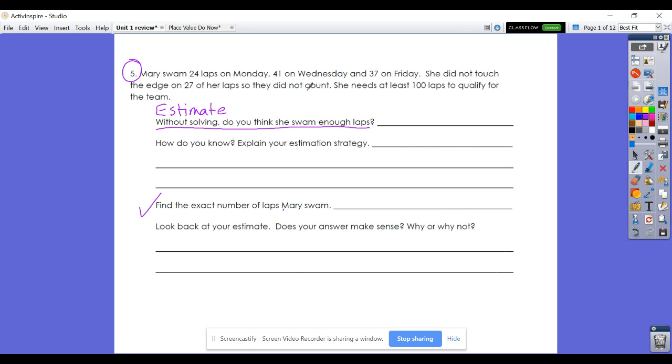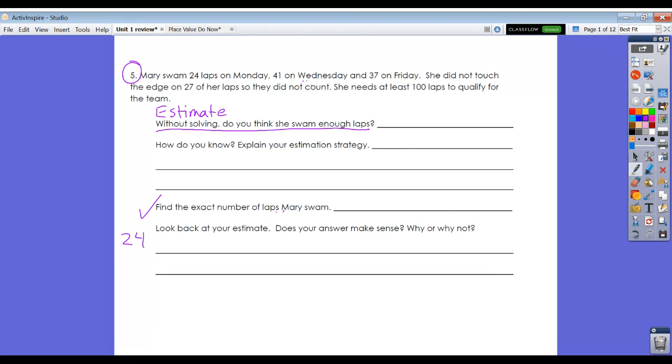So we've read the problem. We need a plan to figure out how many laps Mary swam. Looking back at the word problem, what would your plan be? What are we going to need to do? Reading the problem, what would we need to do to find out how many laps she actually did swim? The exact number. Plan. Excellent. Quinn says we're adding all the numbers together and then subtracting 27.